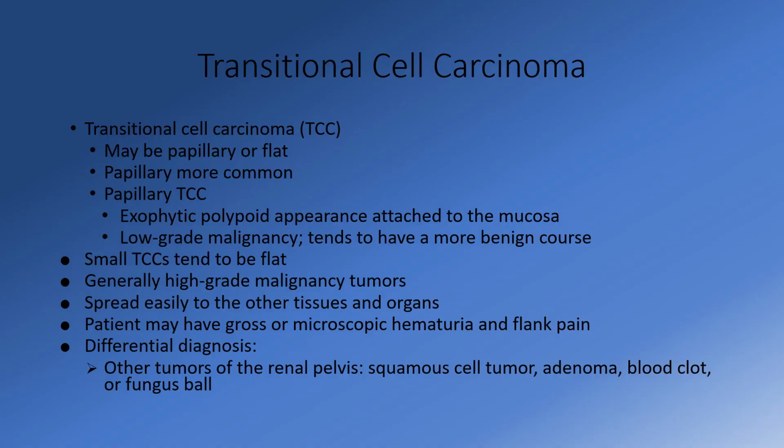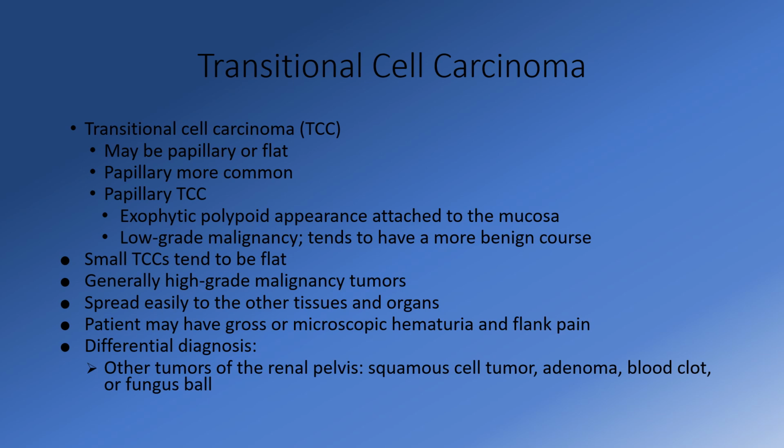Another form of cancer that we will see in the kidneys is called transitional cell carcinoma. This can be a couple different kinds. It can be papillary or it can be flat. The papillary is more common, and the papillary is going to have a polypoid appearance attached to the mucosa. This is a low-grade malignancy, so it tends to have a more benign course. It doesn't grow as fast, and it tends to not invade other organs like the lymph nodes.